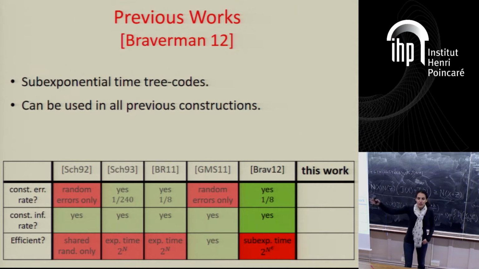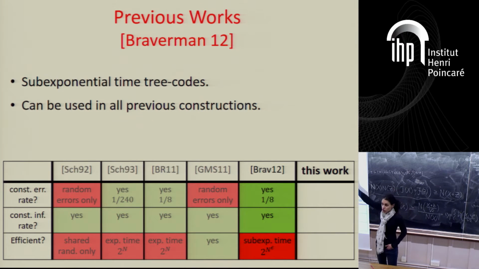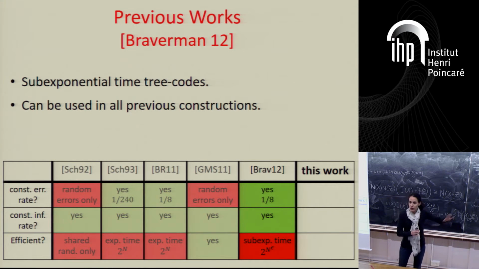Okay? And then after that, there was a really nice work of Braverman that actually constructed a tree code in sub-exponential time. So now all the previous work that uses tree codes can actually run in sub-exponential time because we have better tree codes. But until we have polynomial tree codes that we can encode and decode in polynomial time, you'll be stuck with inefficient encoding schemes.